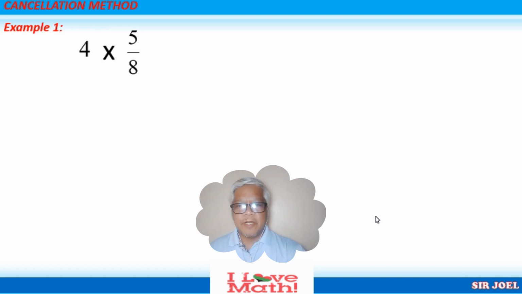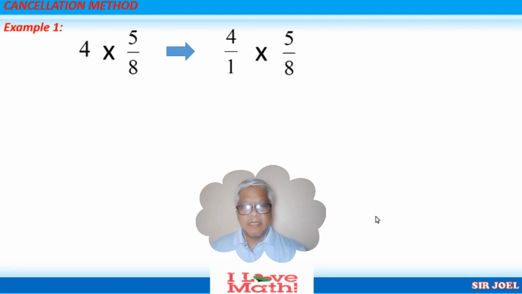Example number 1, 4 times 5 over 8. So, 4 times 5 over 8, magiging siyang 4 over 1 times 5 over 8. If you notice, yung 4 nagkaroon ng denominator na 1. Kasi nga, basically, if there is a given whole number, kung gusto mo siyang gawing fractional form, magkakaroon ka lang ng denominator na 1. Bakit? Kasi nga, 4 over 1 or 4 divided by 1 is 4. So, if you look at our new problem, it is now 4 over 1 times 5 over 8.